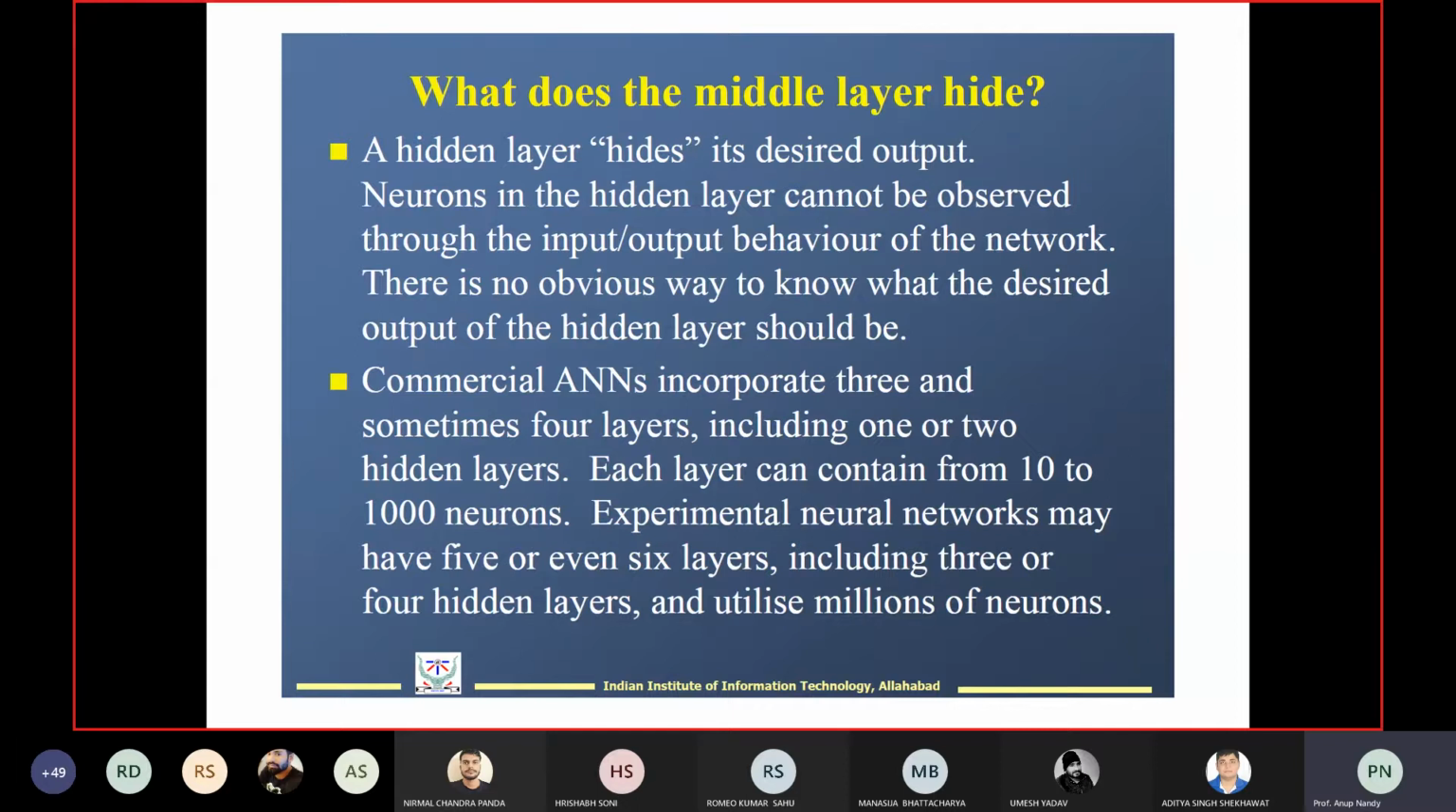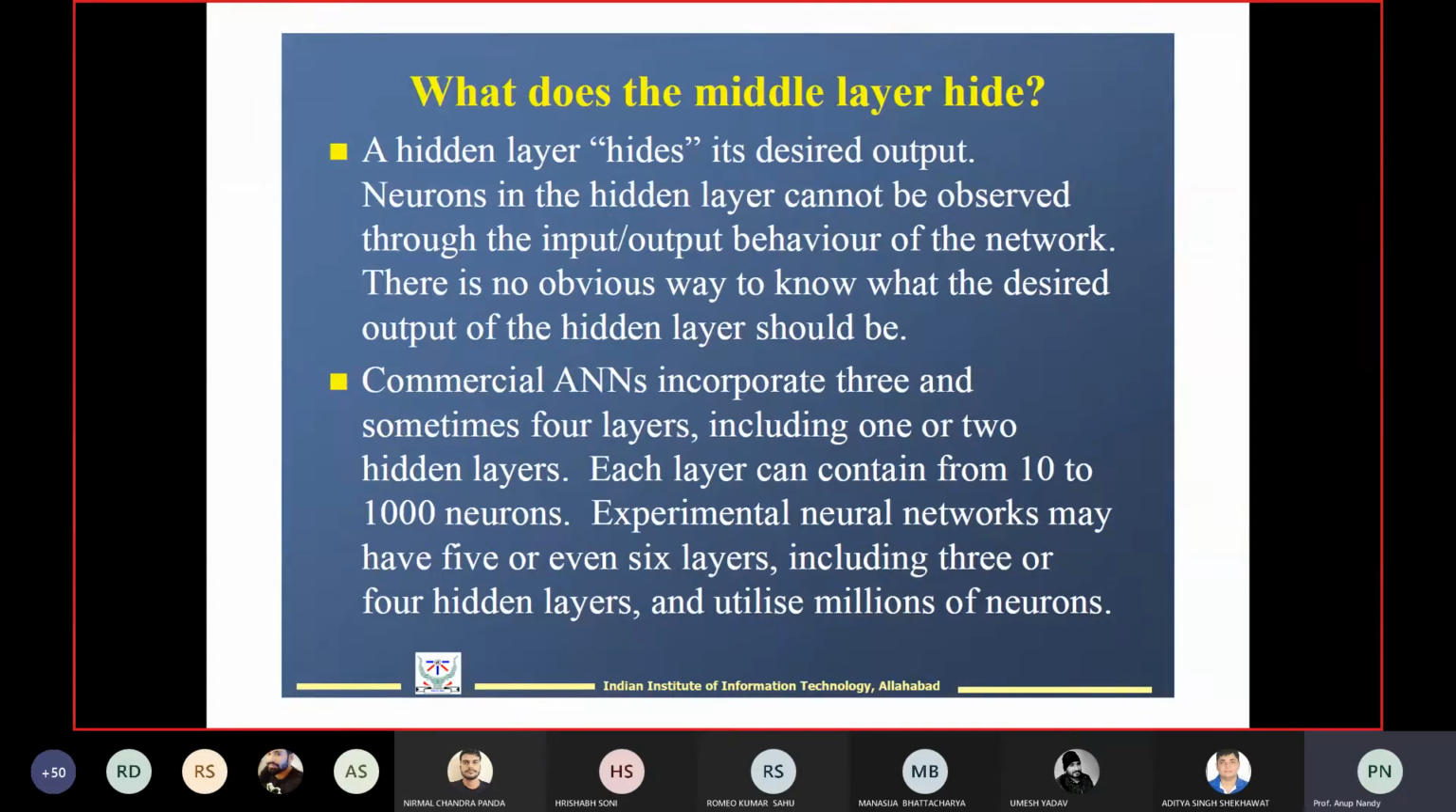Okay, so it is not a fixed model or fixed thing that you can choose. You can choose based on your problem statement. Each layer will have a range from 10 to 1000.